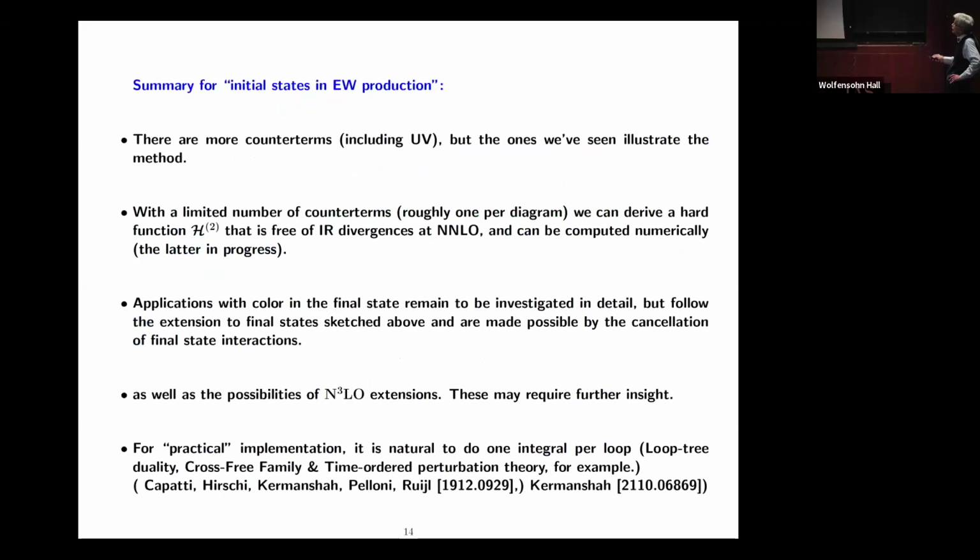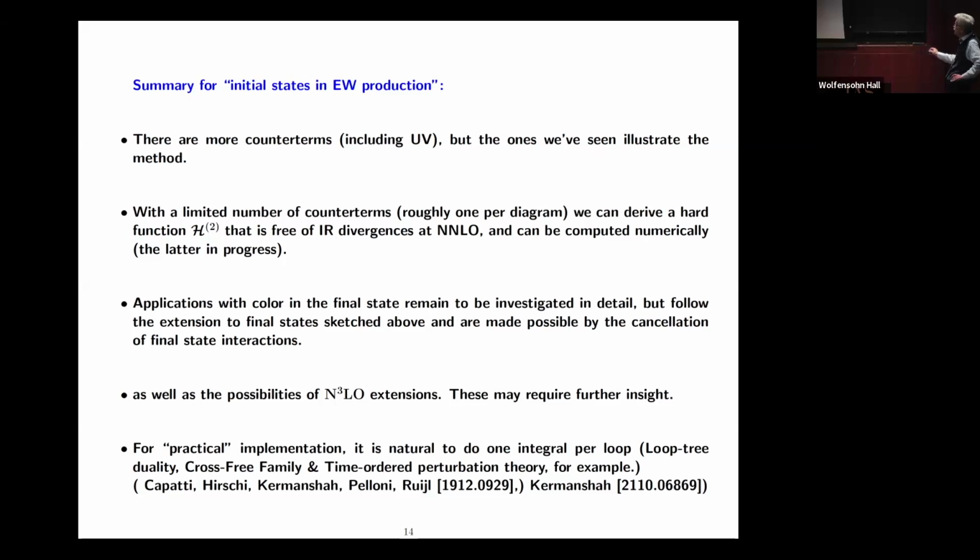Okay, so the summary for this: there are more counterterms that I haven't shown, but the ones we've seen illustrate the method. There are not many more counterterms, actually. And with a limited number, we can derive a hard function, H2, that really is free of infrared divergences to next leading order, and we computed it numerically. And as I said, we're making progress in that direction. So applications with color in the final state remain to be investigated in detail, but really we should be able to do recoiling jets in the final state. And of course, it would be nice to go to higher orders, but these may require further insight.